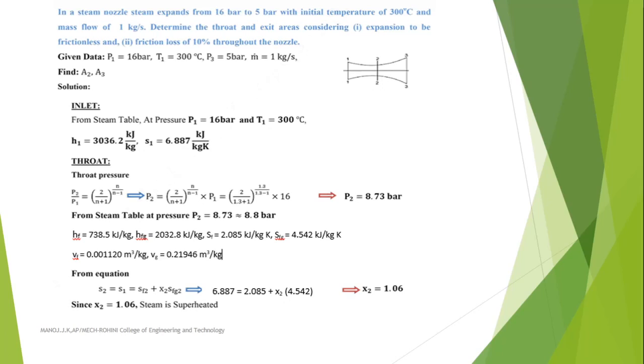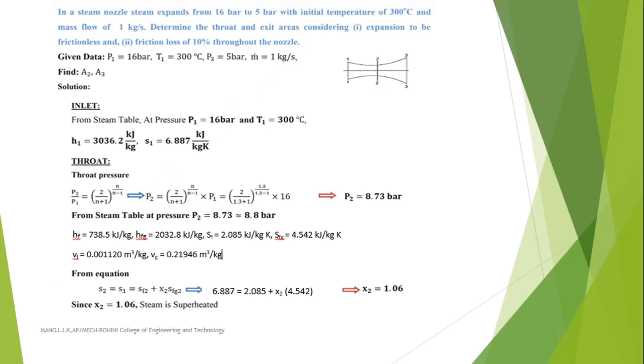For example, at region 1, that means at the inlet region, what is the quality of steam? That means whether it is dry steam, wet steam or superheated steam. Here in this problem, it has given us the superheated temperature of 300 degrees C. So the initial condition of the steam is superheated steam. Therefore, at each and every region, 1, 2, 3, before finding parameters like enthalpy or entropy, we need to find the quality of steam, whether it is dry, wet or superheated.